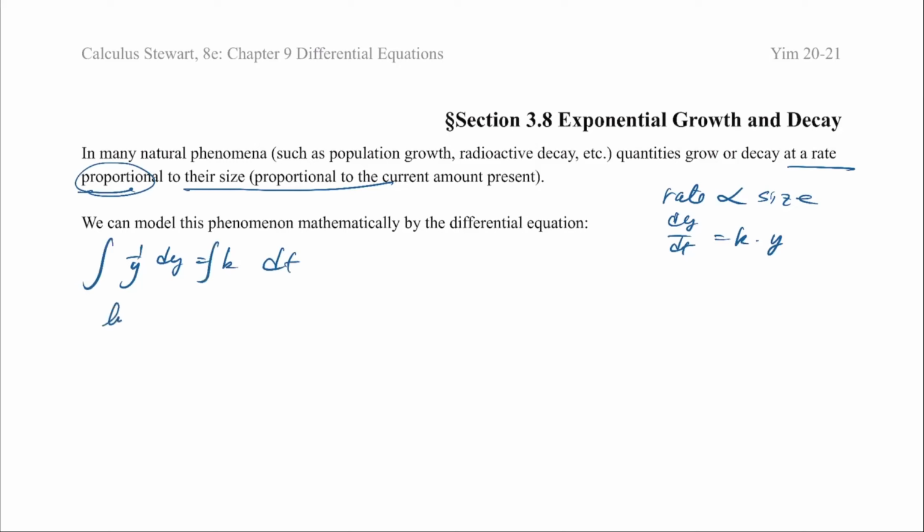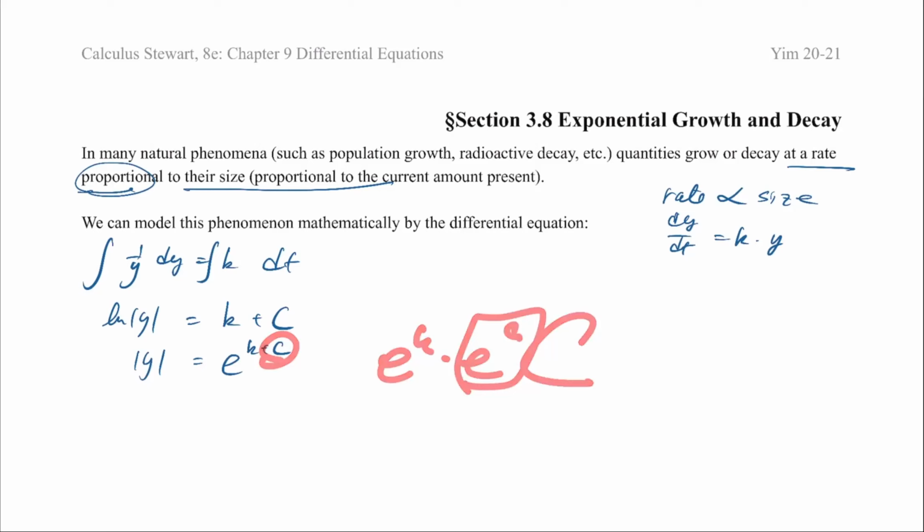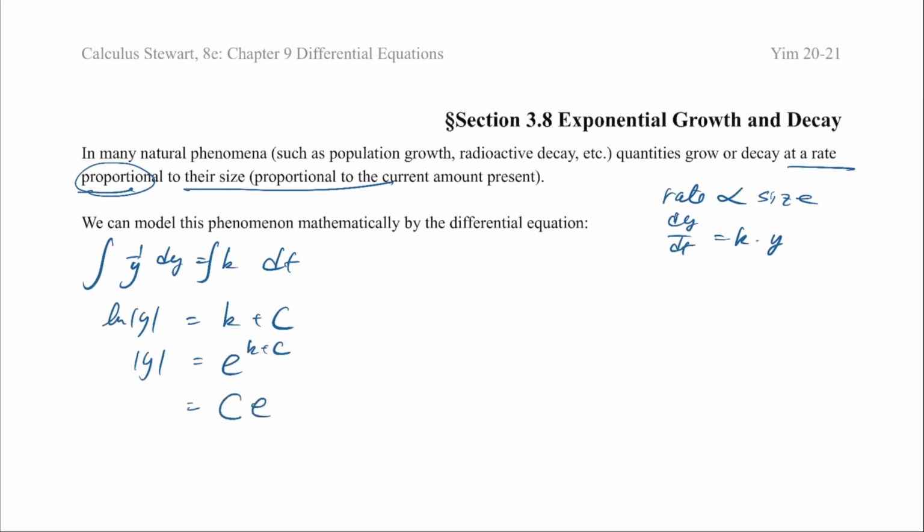Then we get ln of absolute value y is equal to kt plus c. I'm just putting c on one side of the equation, and we exponentiate both sides, and we end up with e to the kt plus c. But we know that this is equal to e to the kt times e to the c, and that's a constant c. So on the right-hand side, we get c e to the kt. I'm sorry, I forgot to put a t there, my bad.